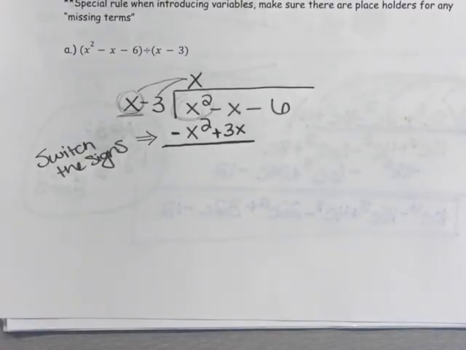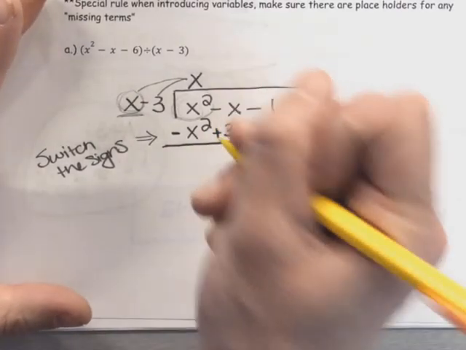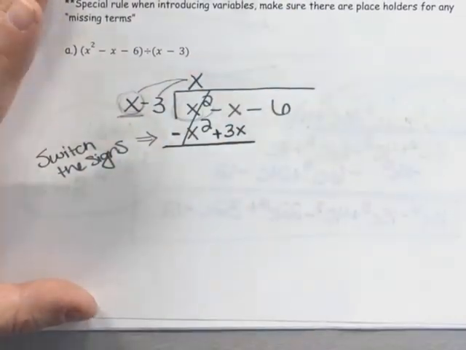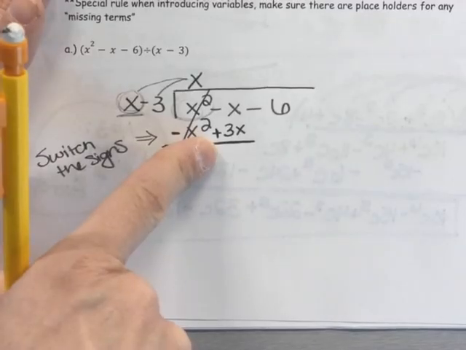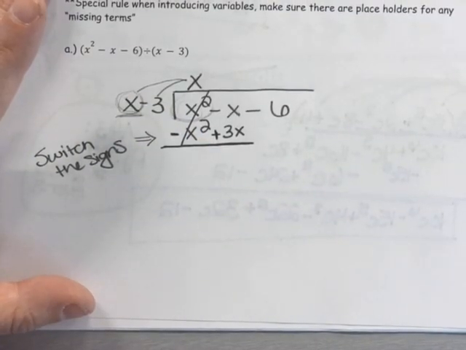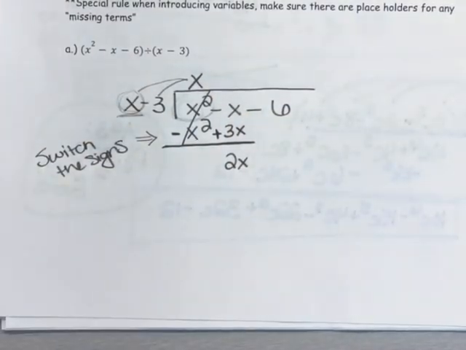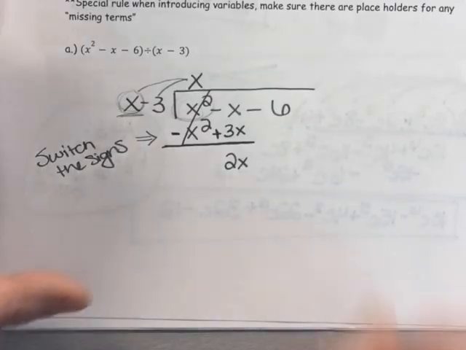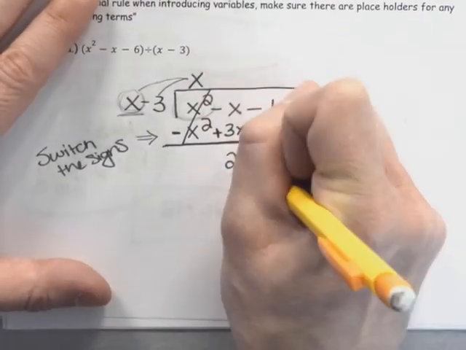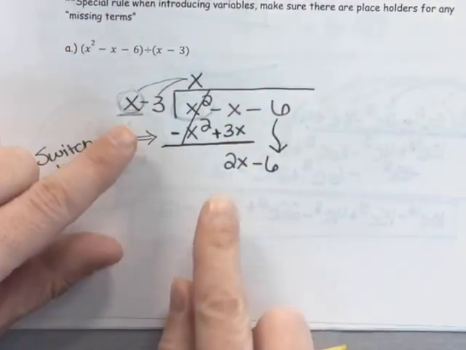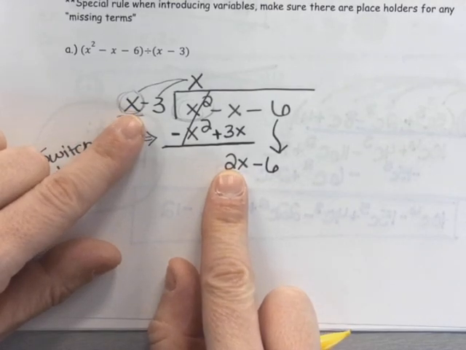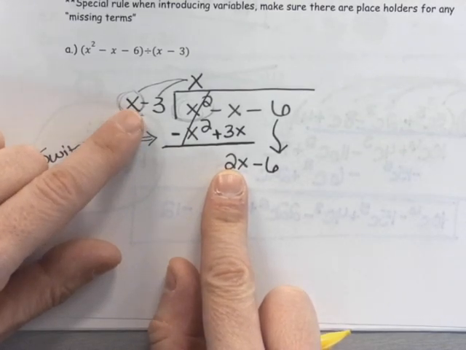All right, what is x squared minus x squared? 0, it's gone. Negative x plus 3x. 2x. Okay, so after we subtracted, what was our next step? Bring down the next thing, which is a minus 6. Again, we only care about the first term in both. We're going to ignore the second term.